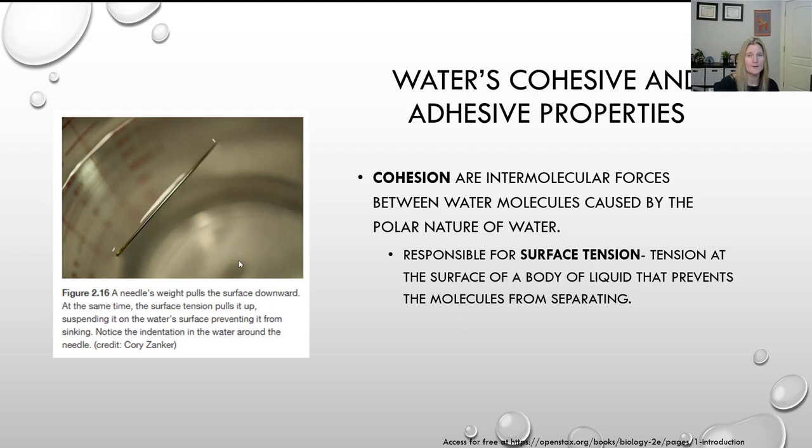If you take some water and something very light in weight, such as a needle, and lay it carefully across the water, instead of the needle sinking into the water, it might float right on top. Because of that surface tension, the water's cohesive ability to stick to each other prevents that needle from breaking the surface and dropping into the water itself. So surface tension is due to the cohesive nature of water.